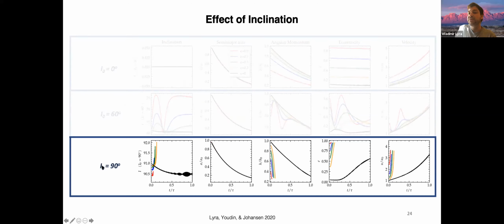So at 90 degrees, once you start from a very inclined orbit, you see then that the inclination increases, right? And then the eccentricity easily goes to 1. You see here, this red little line means that you reached 1 very, very fast.